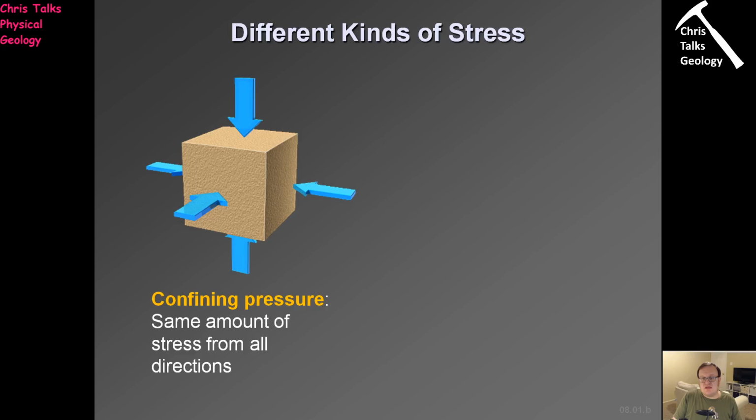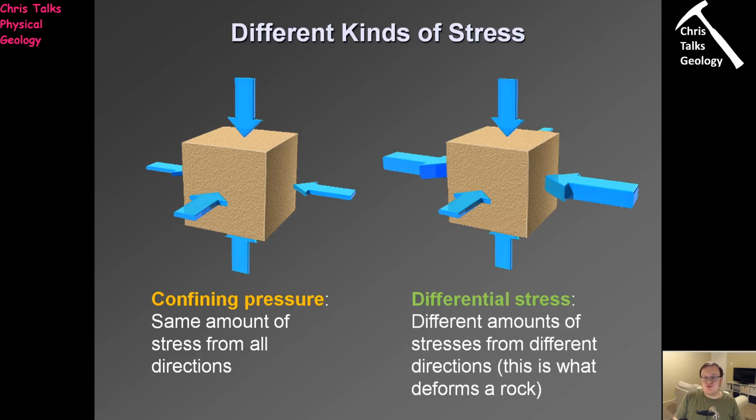Now, in the case of the next type of stress, which is called differential stress, the forces are not equal in all directions. So here's an example of differential stress where you can see that in this instance the stresses coming from here and here are considerably stronger than the stresses coming top to bottom and front to back. And so this means this particular cube of rock is obviously going to be squished.